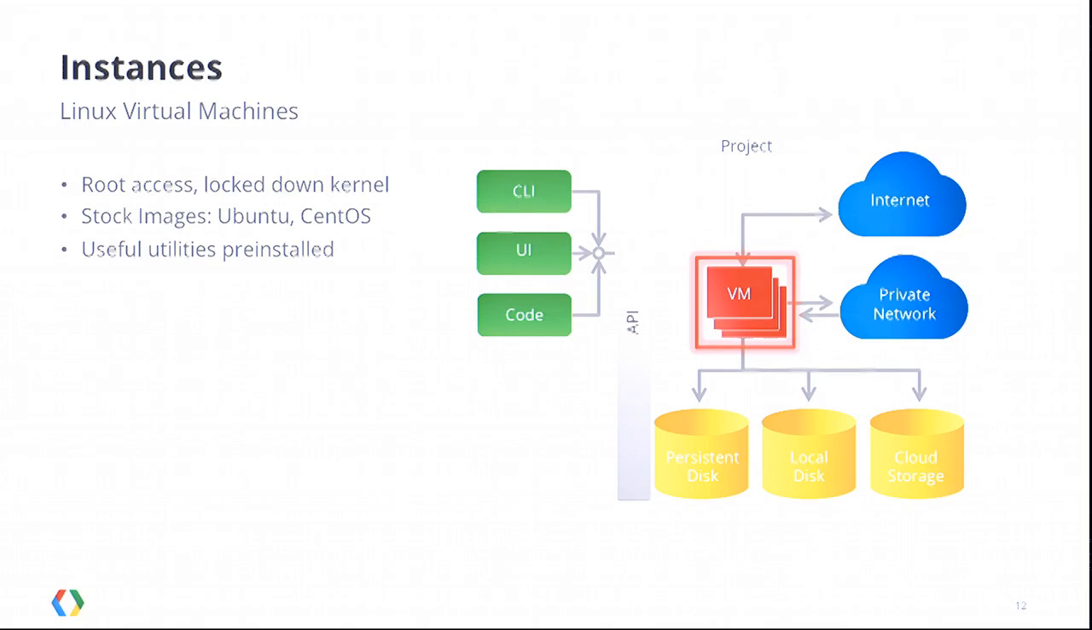And if the API is the front door to the product, the virtual machine is definitely the heart of what we're doing here. We're offering Linux virtual machines. You get root access on these machines. You saw Evan install a package from Ubuntu.